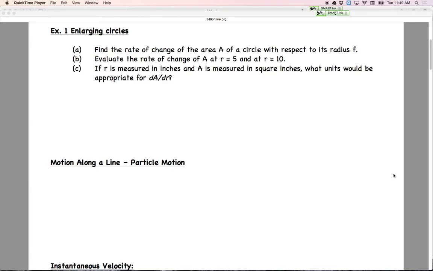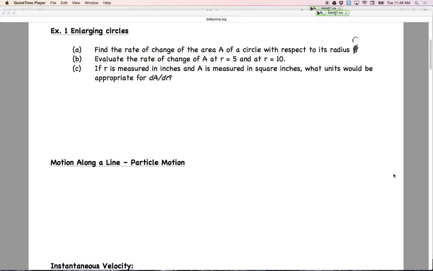It says this: find the rate of change of the area of a circle with respect to its radius r. That's supposed to be an r, not an f. Okay? So typo. Well, let's talk about this a second, because this is clearly not a related rate problem. How do you know it's not a related rate problem? Because there's no time. What'd you say, Canyon? No time. It's not done with respect to time.